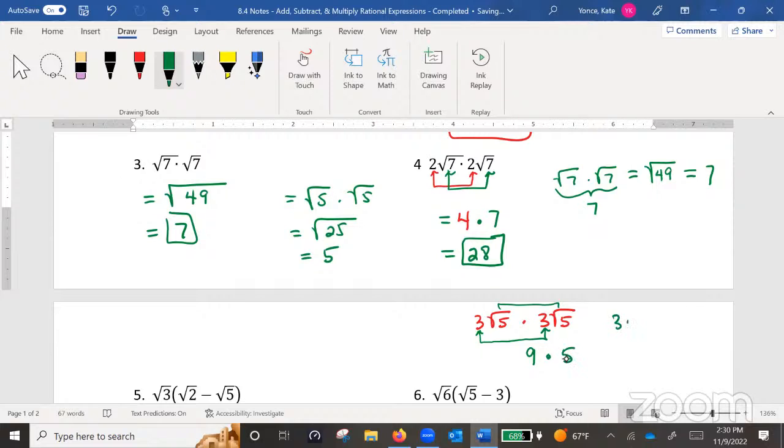Yeah, so 3 times 3 is 9. Square root of 5 times square root of 5 is not 25, it's square root of 25, but the shortcut is it's 5, right? 3 times 3 is 9. Square root of 5 times square root of 5 is 5. So 9 times 5 is 45. You get that? Okay. So you have to watch out whether it's in the radical or not.